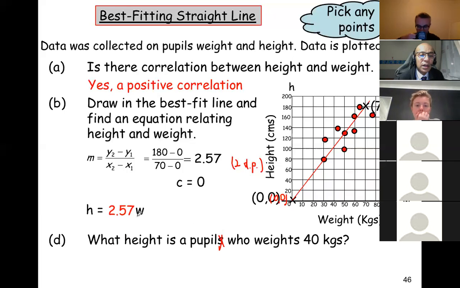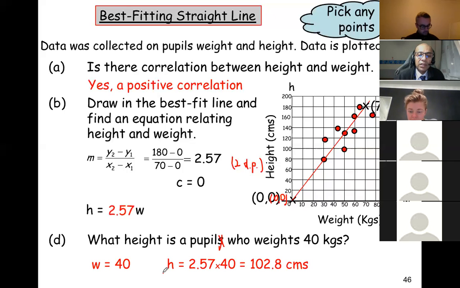So you replace W with 40 and you do 2.57 times 40. You can look at the graph if you want to, or you can just use your new straight line function. So W equals 40, H equals 2.57 times 40, which is 102.8. Or you can round it to 103 centimeters if you just say with no decimal points.